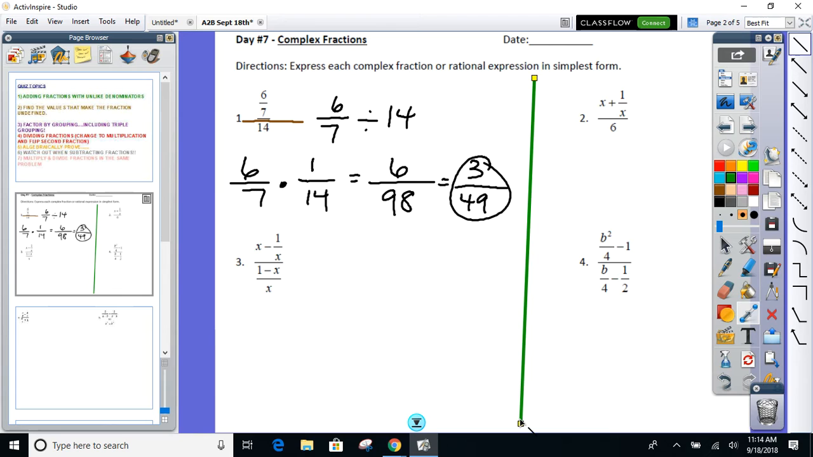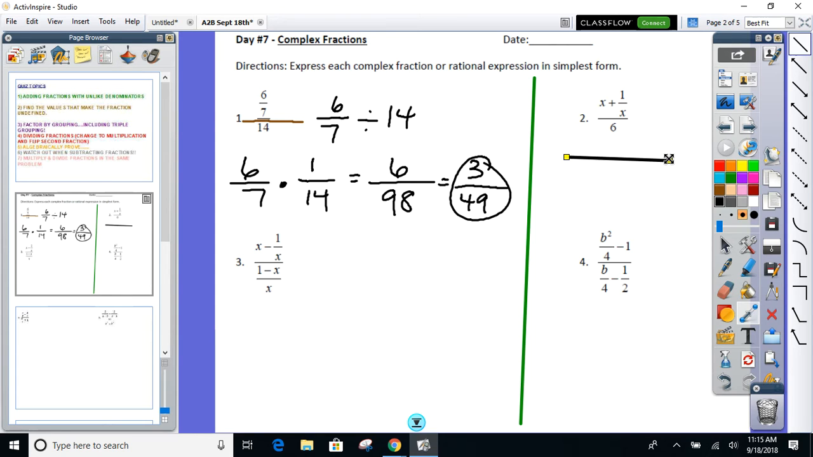What I need your help on, and this is what we've been working on the past 2 days, is can you make this into one fraction by finding a common denominator? That's what I need you to do. Get it into one fraction. Top and bottom, one fraction apiece. All right, so let's talk.